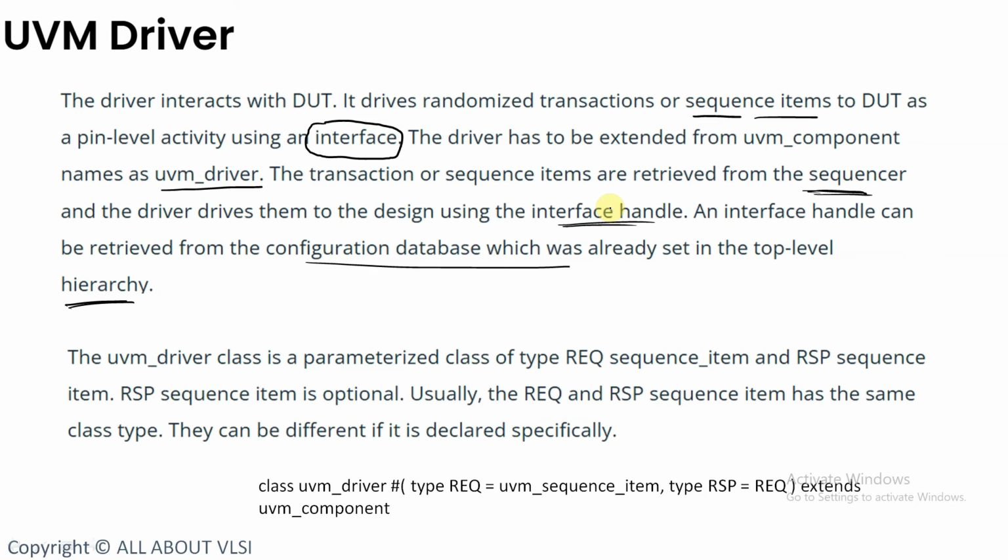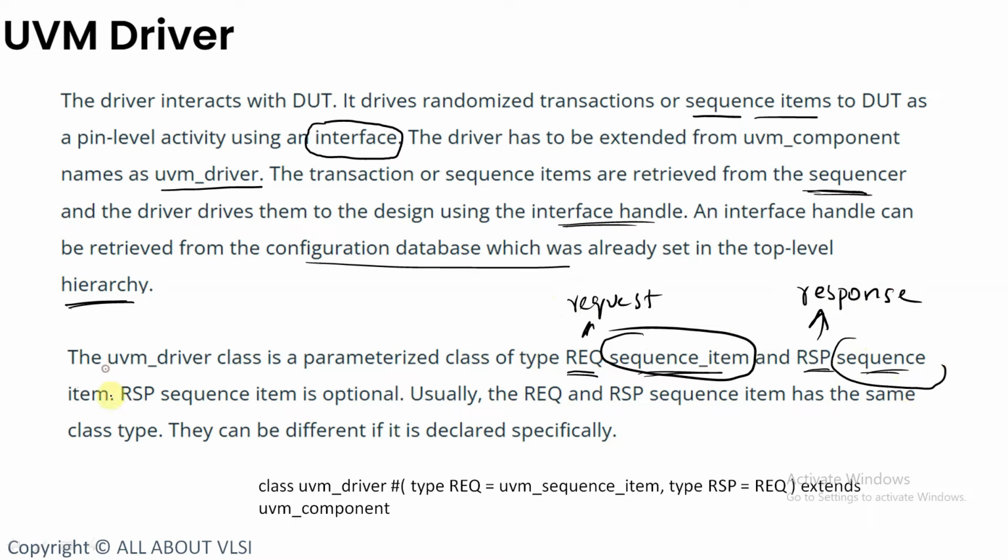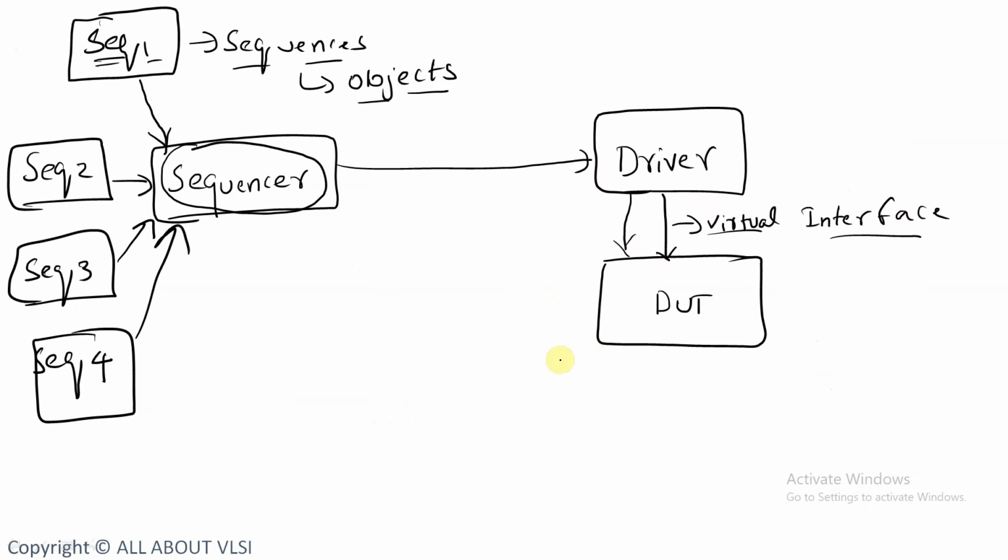Now, the UVM driver class is a parameterized class of REQ sequence item and RSP sequence item. REQ is nothing but request, and RSP is nothing but response. What a sequence item means, we will discuss in our further sessions. A sequence item is also a class, which will be discussed in later sessions.